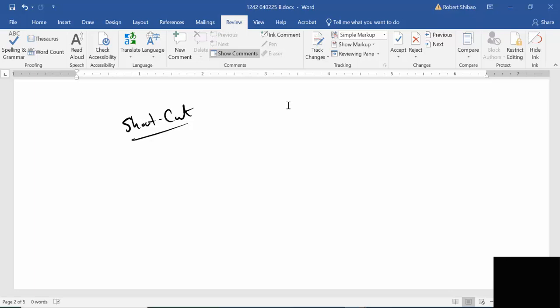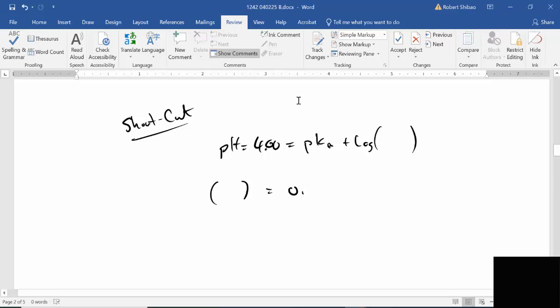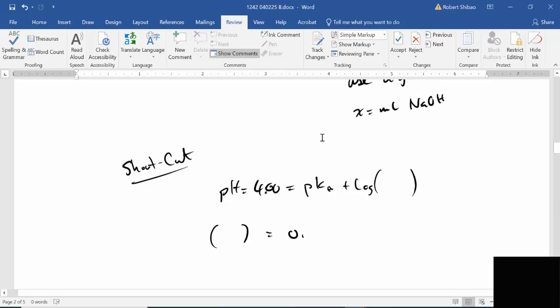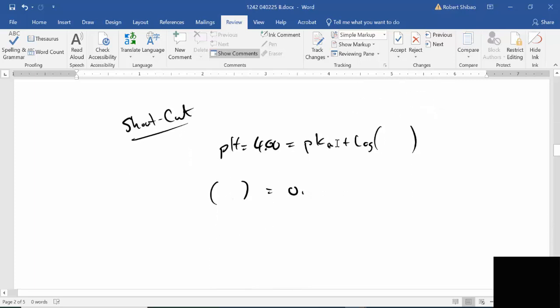You can't do that. And so the shortcut method is we need this buffer with a pH of 4.00. That's going to equal the pKa, which is 4.74, plus the log of our ratio. And so then we calculate our ratio here. And once we calculate our ratio, it comes out to, what was it, 0.1803? Yeah, 0.1803.